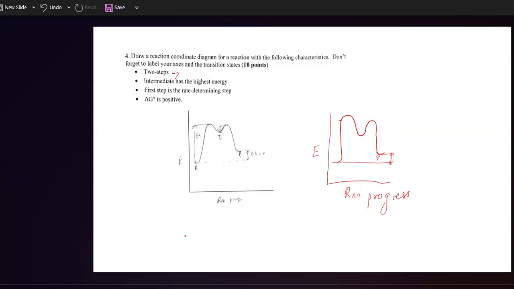Okay, so here are your products, here is your reactant, here is your intermediate, and then the first step is the rate determining step, so this should have the highest energy of activation. Okay, so the energy of activation should be the highest for the first step.